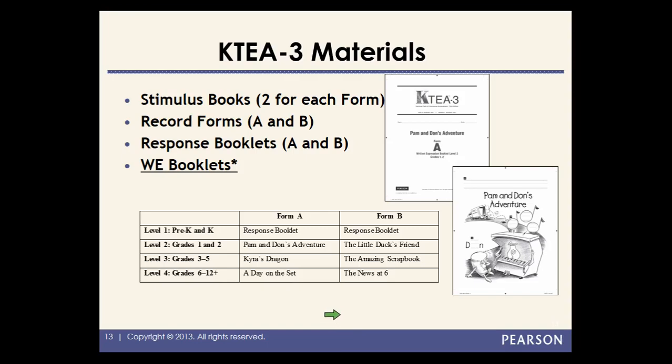This is some additional materials here. We have the 2 STEM books. There's going to be 2 for Form A and 2 for Form B. There are going to be record forms A and B. There are going to be response booklets A and B, and then the written expression booklets, and you can see them over here on the right-hand side.